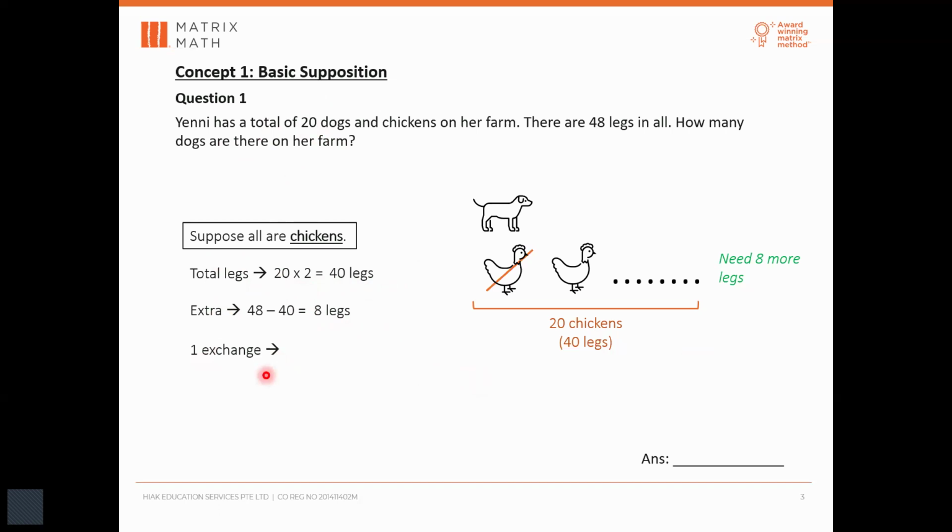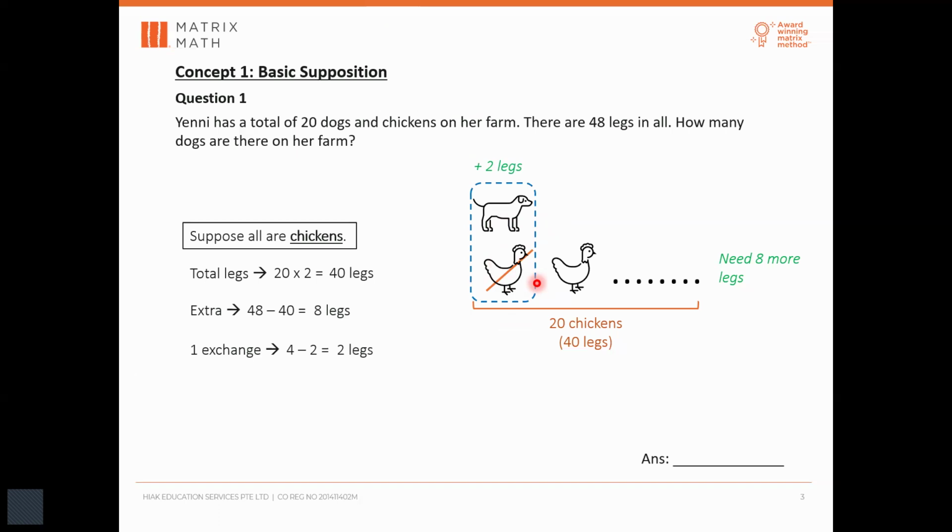Okay, great. So every one exchange, from one chicken to one dog, you get extra legs. You see the number of legs increase. Increase by how many? You take away 2, you put in 4, so you actually get 2 more legs. How do you know it's 2? It's because that's the difference between 4 and 2. So one exchange, you take 4 minus 2 and you get 2 legs. In every one exchange, you get 2 more legs.